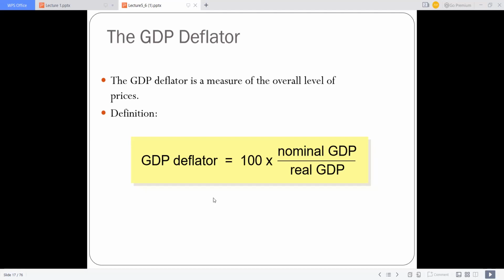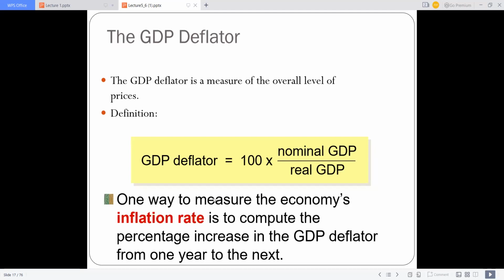One way to measure the economy's inflation rate is to compute the percentage increase in the GDP deflator from one year to the next. Just like we did for the CPI, you're going to use the GDP deflator to compute the inflation rate this time around. How? Let's move forward.